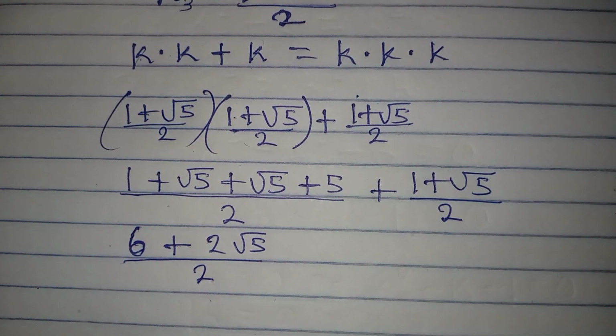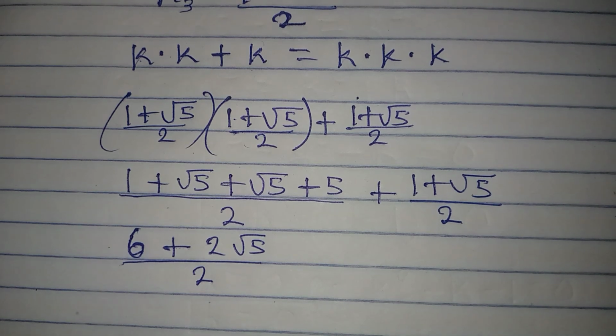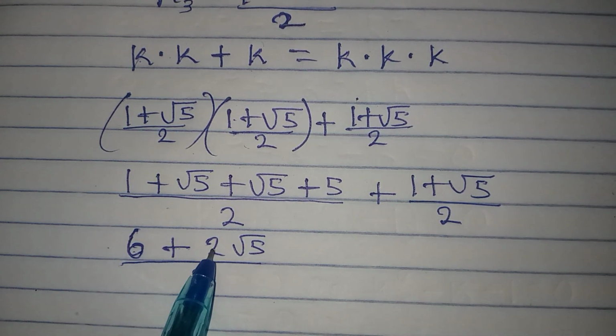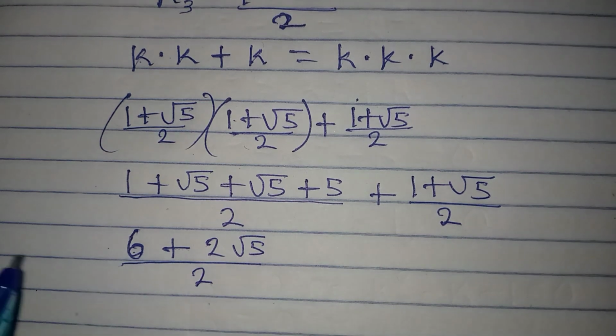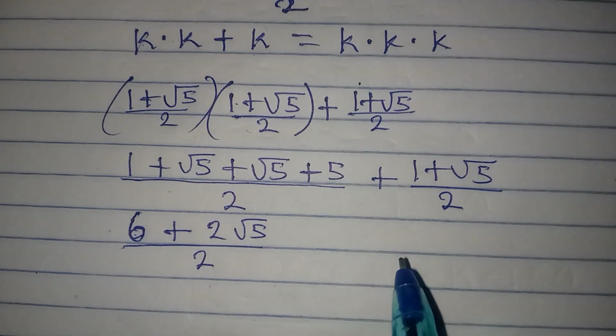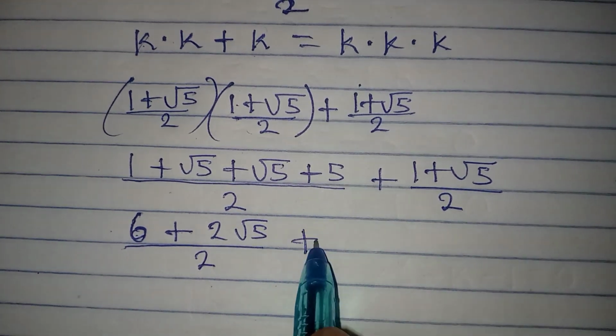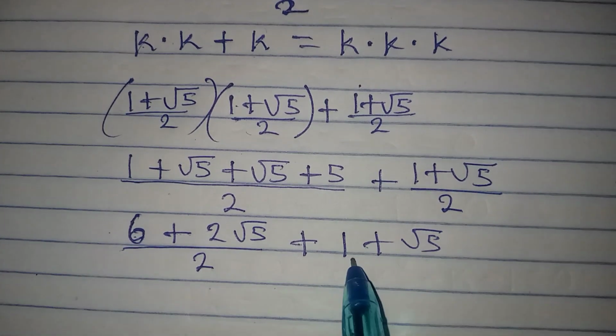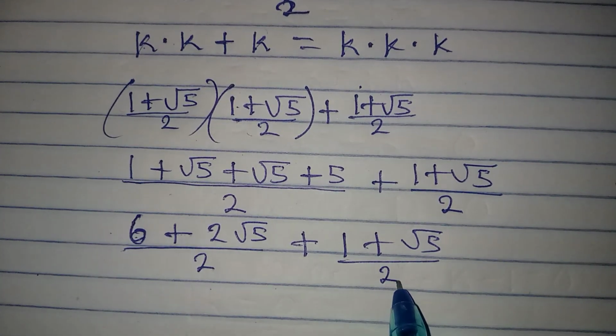The whole of this is over 2. And by the way, I can reduce this to a lower term because 6 is here and 2 is here. I can factor out 2 from there. Or let me take a step further so that I'll bring this here. We have 1 plus root 5, and this is over 2, right?